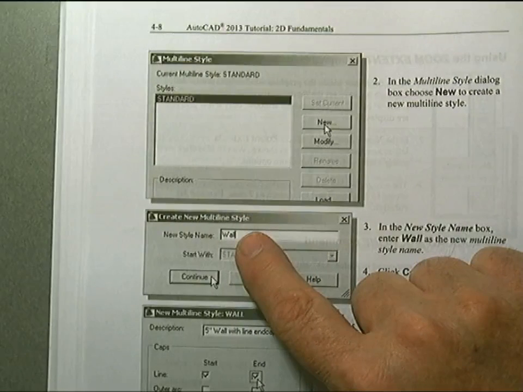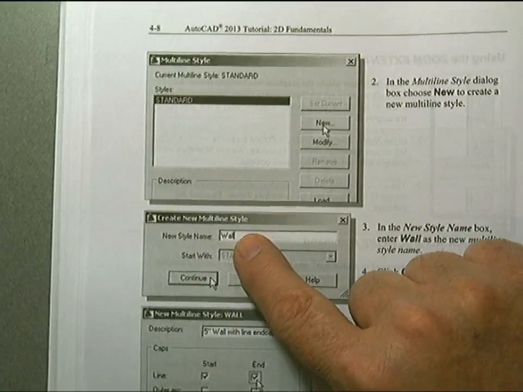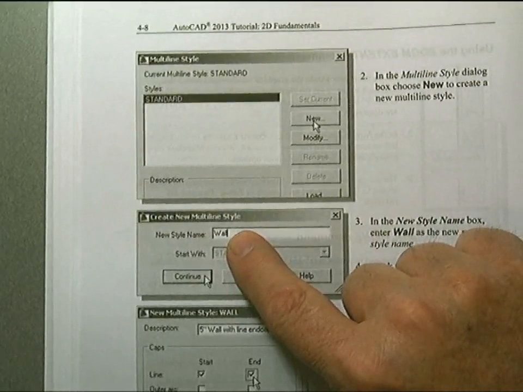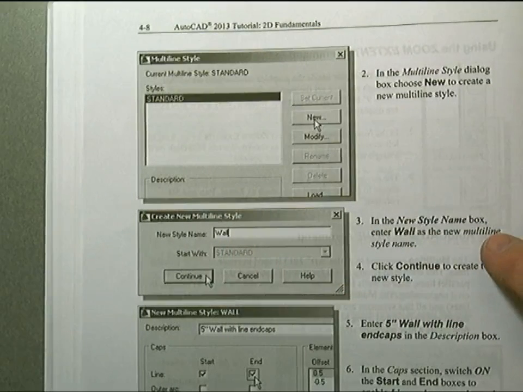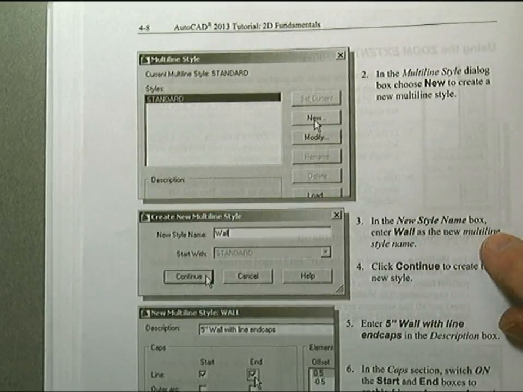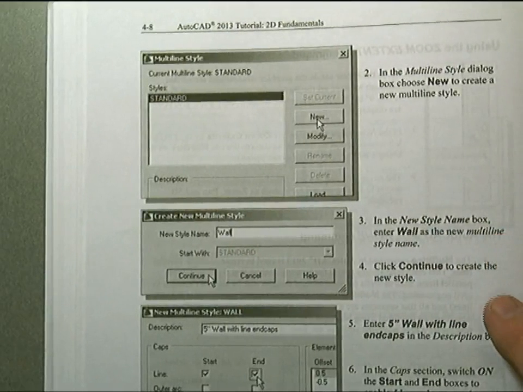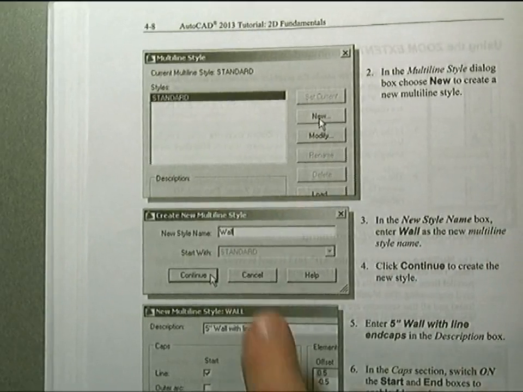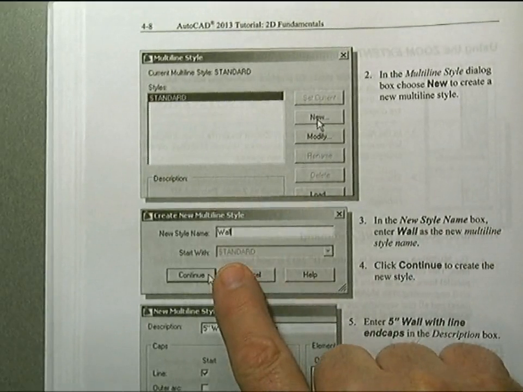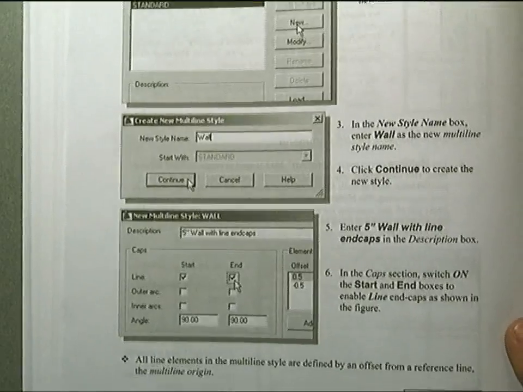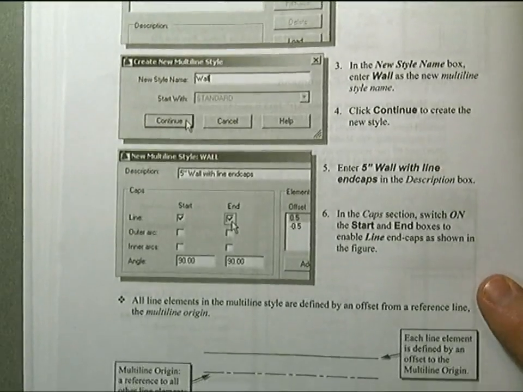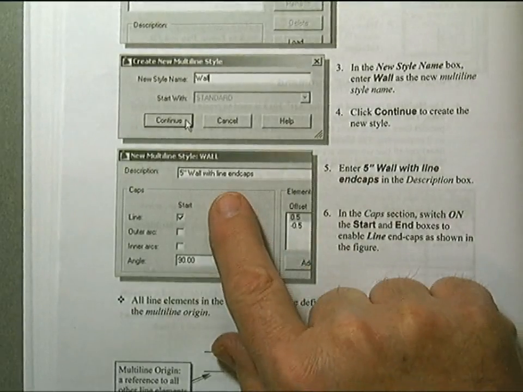Or if we're doing civil, we might call it road. We pick new, we enter the name, we click continue. It will begin with the settings that's already there for the standard, which is like a placeholder. We'll write a quick description.